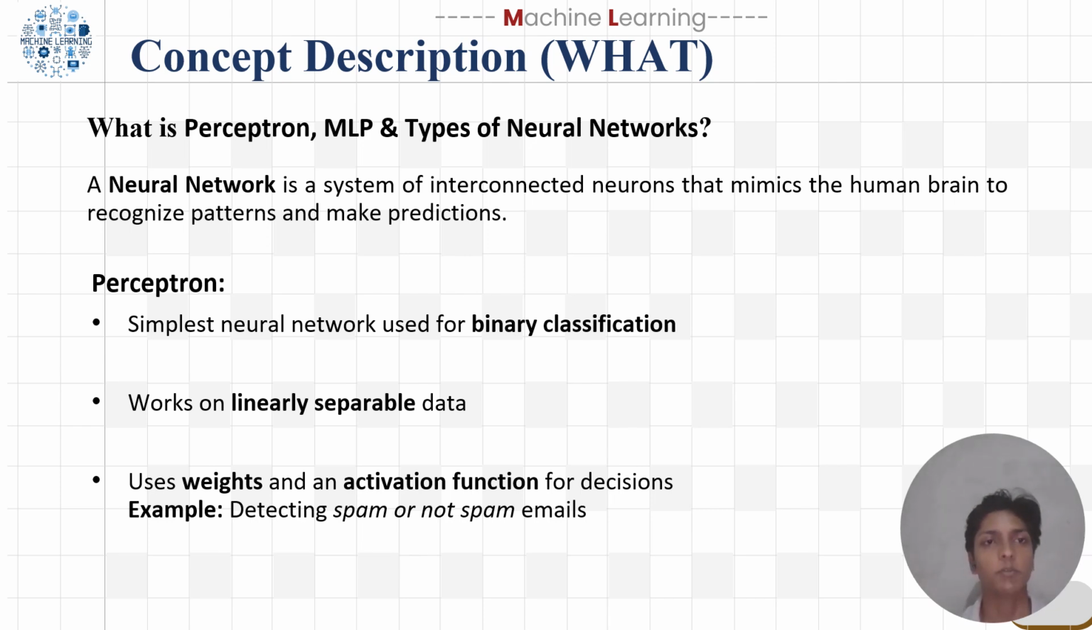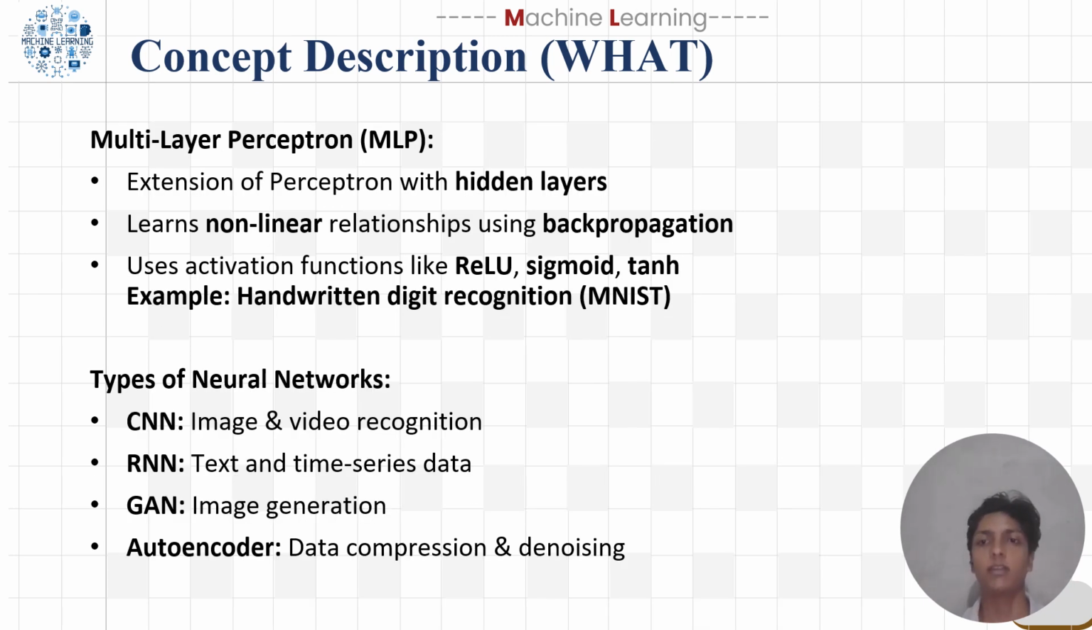So what is perceptron, multilayer perceptron and types of neural networks? Neural networks is a system of interconnected neurons that mimic the human brain. Now first the perceptron. Perceptron is the simplest neural network. It takes inputs, applies weights and predicts outputs. Now multi-layer perceptron. Multi-layer perceptron builds on this by adding hidden layers, allowing the model to learn more complex and non-linear relationships. For example, handwritten digit recognition, which uses in the MLP uses activation functions like ReLU, sigmoid, and tanh.